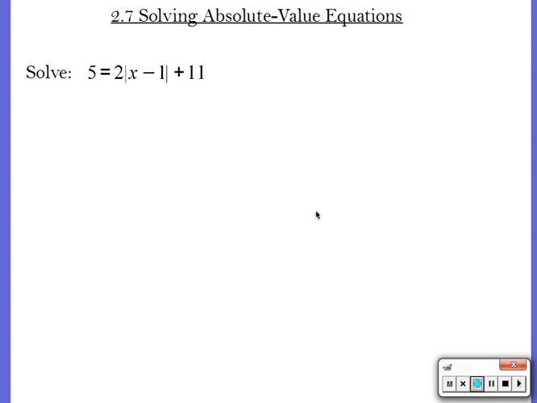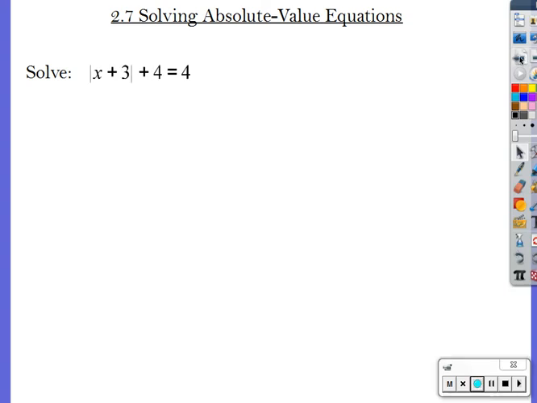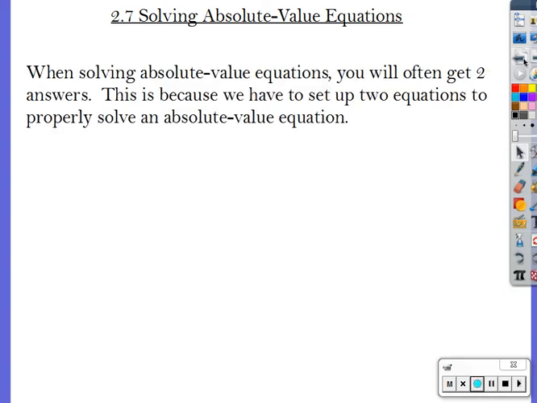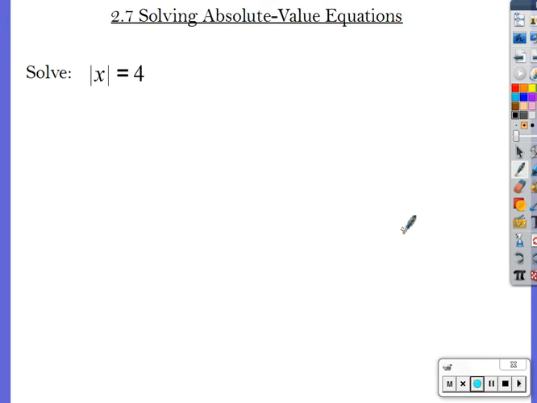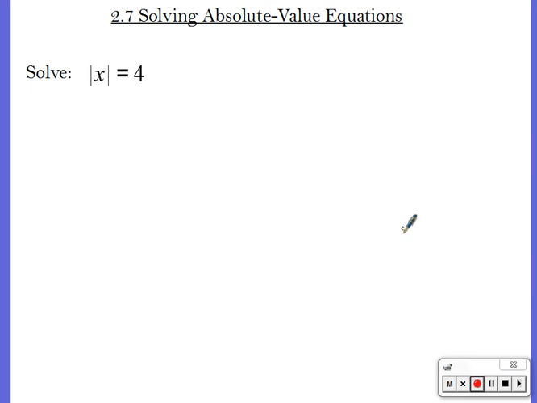Alrighty, solving an absolute value equation. I don't want to start with this one, I want to go back a bit. But an absolute value equation usually is going to have two solutions. Sometimes it will have one, sometimes it won't have any at all.